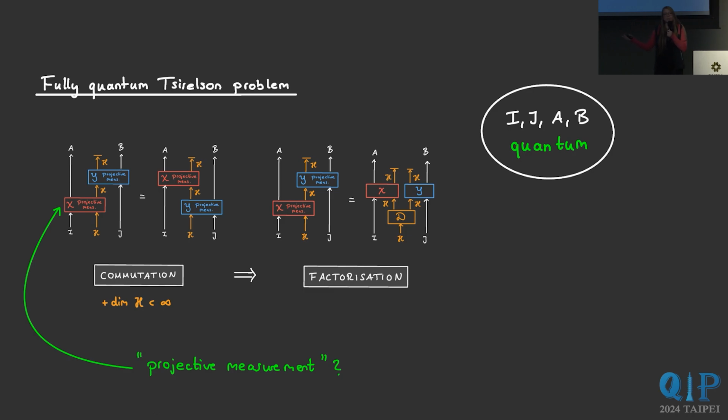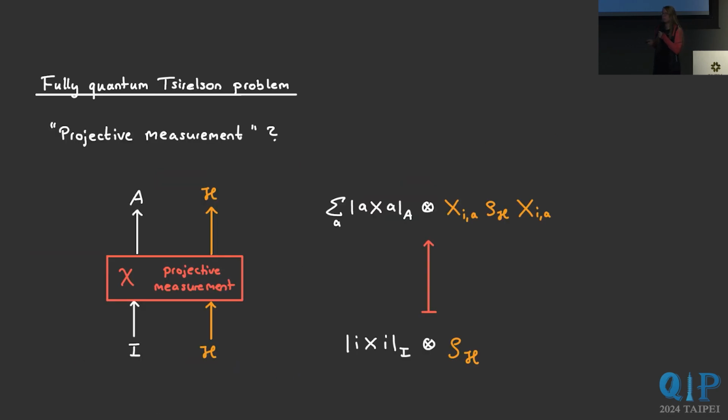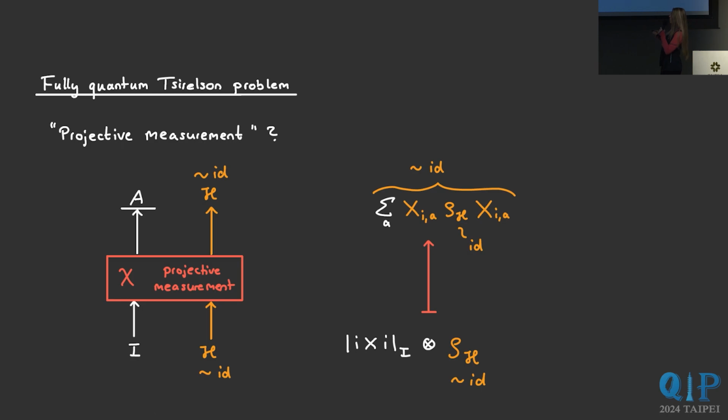What's the corresponding condition in the fully quantum case that we need so that we can imply factorization from the commutation? To see what the condition should be, we look at what it actually means in the classical case, how the projective measurement affects what the maps look like. And this was how the maps were defined. Then you can see, if you look at the case where you put in something proportional to the identity on the Hilbert space, and you trace out the classical output system, then you actually get something proportional to the identity out.